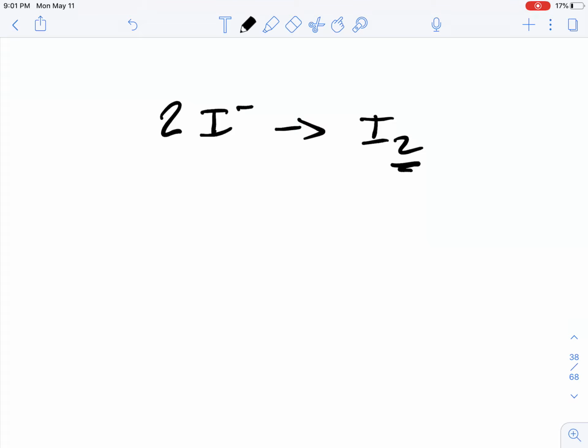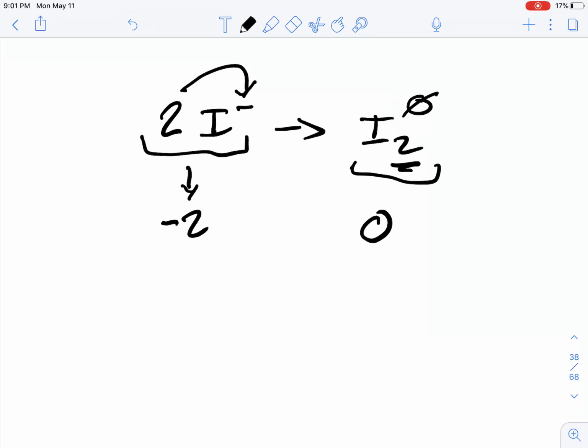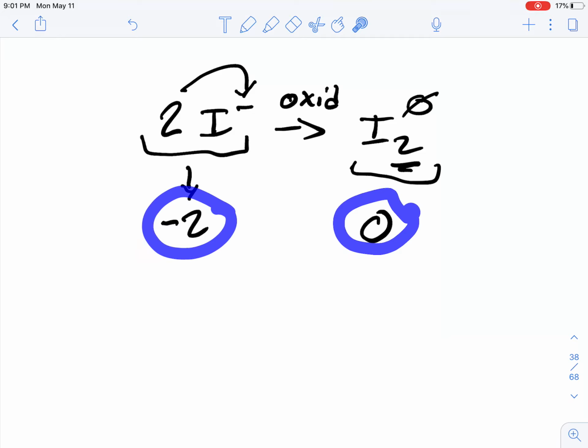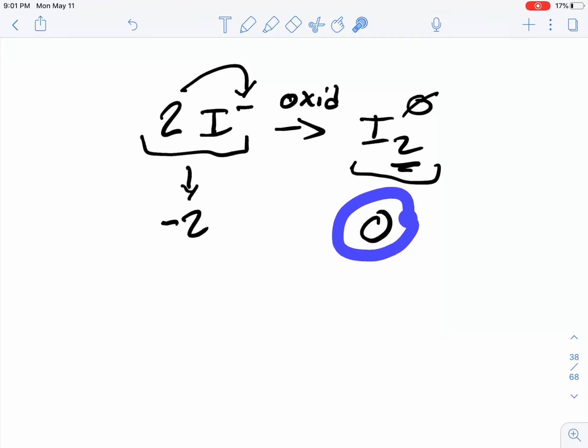And so our last step is going to be to balance the charges. Here, this is -2, right? So 2 times a negative charge is -2. And this has a charge of 0. So remember that this is oxidation, so we're going to be losing electrons, right? Anyways, which of these two numbers is larger? 0 is larger than -2.